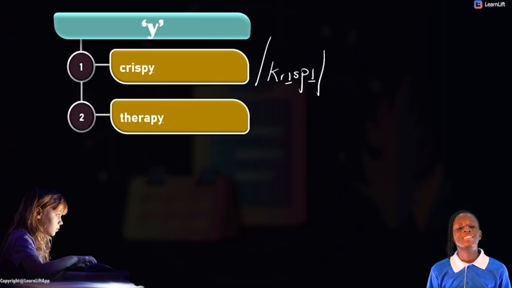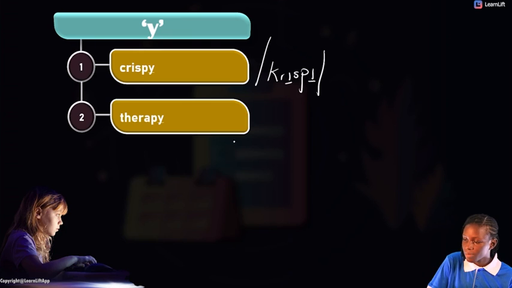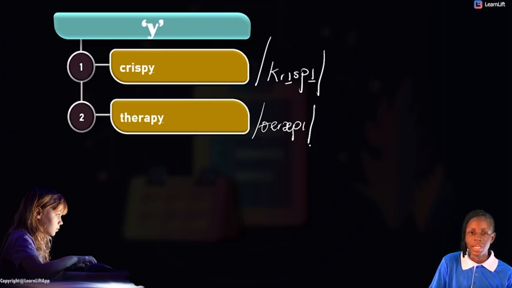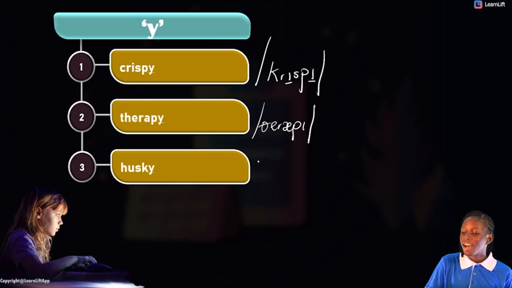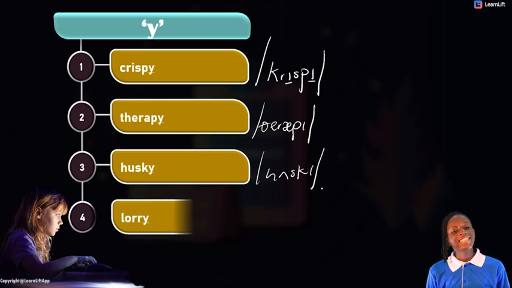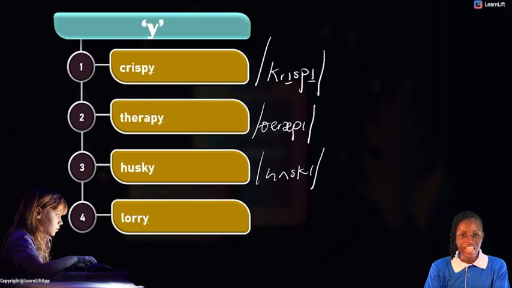Next, we have therapy. Now note, most words that end with Y, as have been stated in our rule, have the E sound. Now our therapy is transcribed as this, therapy. Okay, next up we have our husky. Now husky is transcribed as husky.